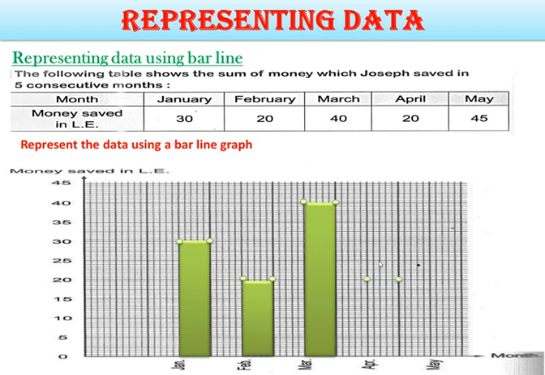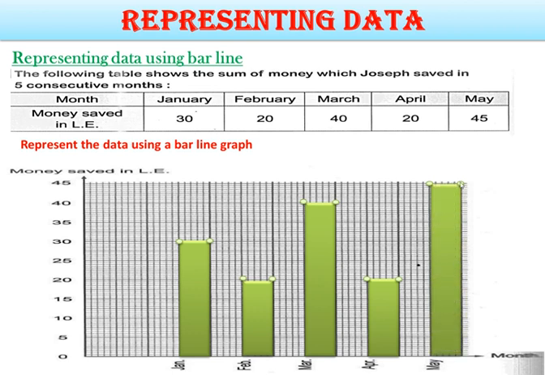Next April, by the same way from the heavy line, determine by 2 points which represents 20, then draw the bar line. Next May: determine by 2 points which represents 45, put the 2 points, determine the lines, and draw the bar line.